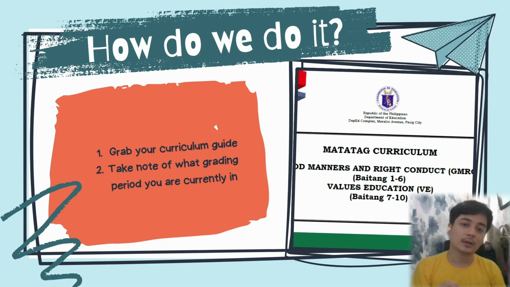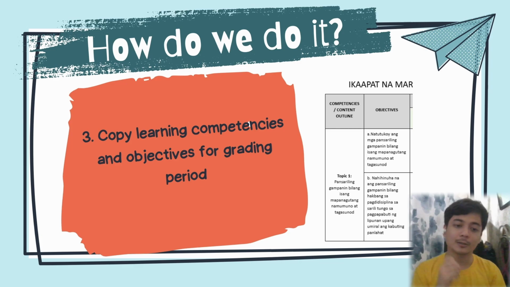How do we do it? First of all, we have to grab our curriculum guide. No matter what happens, we have to follow the curriculum guide. Next, take note of what grading period you're currently in. Now, on my sample, I am a fourth quarter teacher, grade 9. Next is to copy the learning competencies and objectives for the grading period.